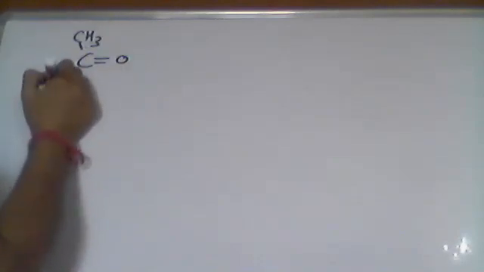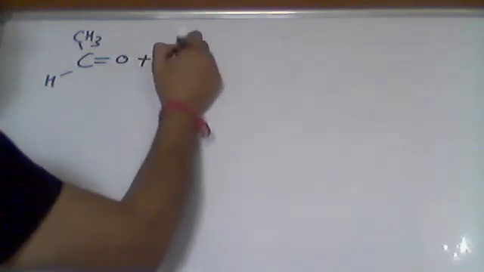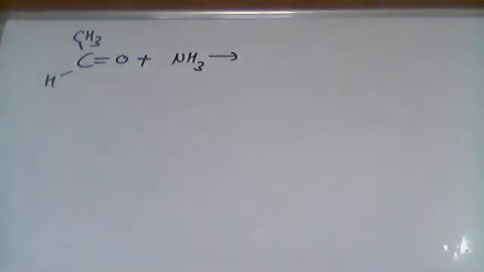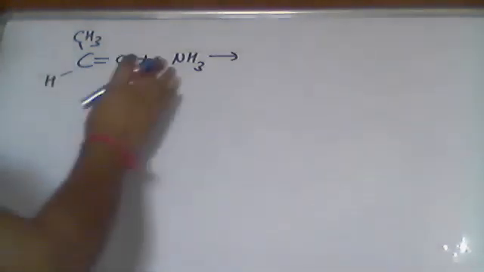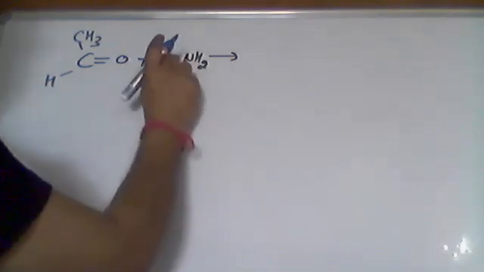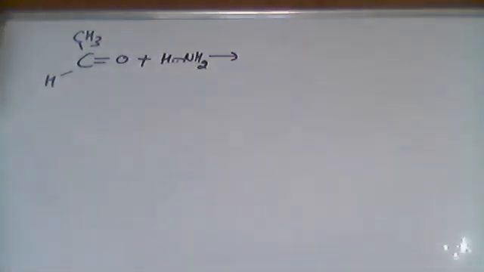With ammonia, it is going to react in a different way. Let me write down the reactions for you. It's also very important. C double bond O, CH3 and H, acetaldehyde. We are going to react this with ammonia, NH3. The reaction takes place in the same way, which you already know. I must write NH2 like this, H and NH2.